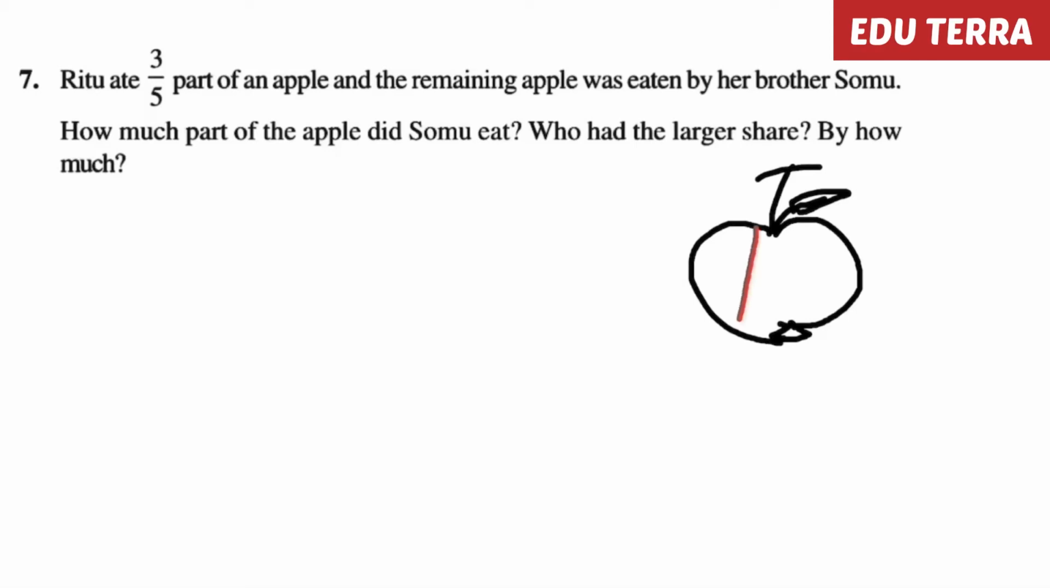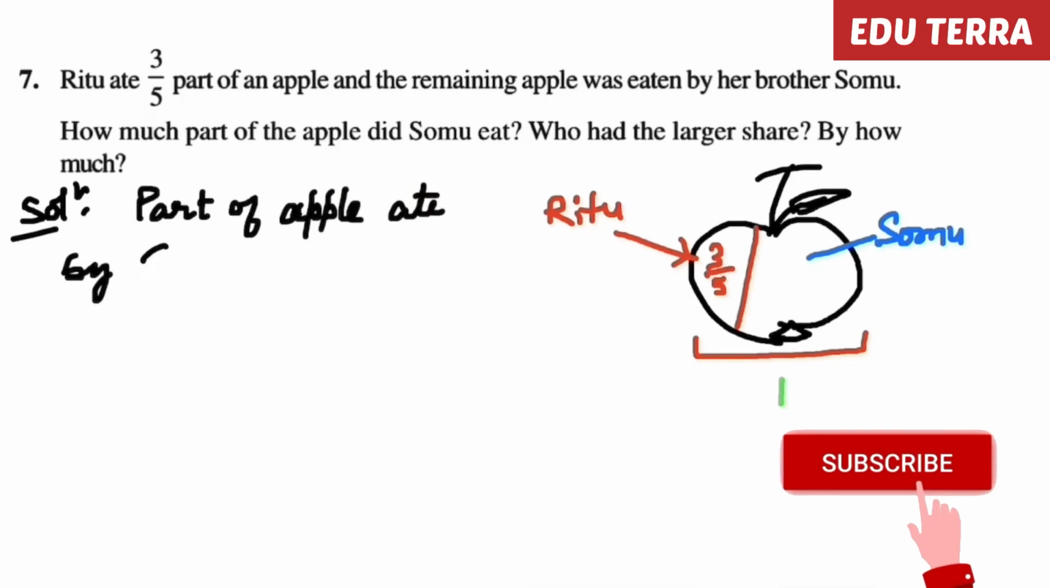taken by Ritu. So apple is 1. Whole means 1, that's why I am showing here. So it is taken by Ritu. Now the remaining part, don't see that 3 by 5 is looking smaller than the other. It is just a rough idea, a rough diagram. So Somu has taken the remaining fractional part, not whole. So first see the question. Here you have to find how much part of the apple did Somu eat.